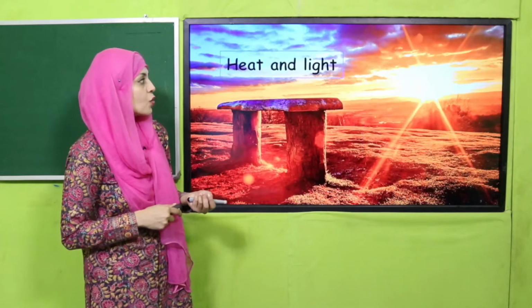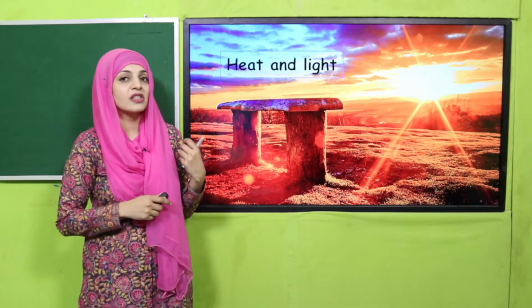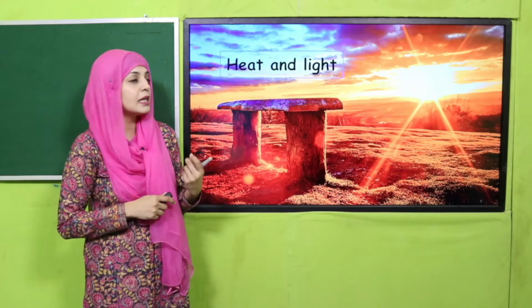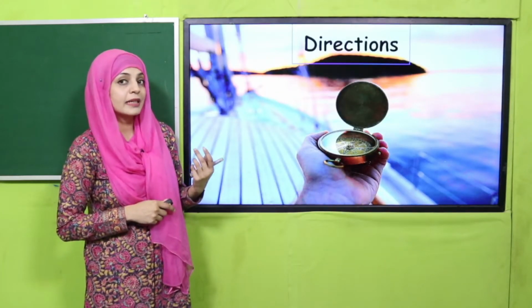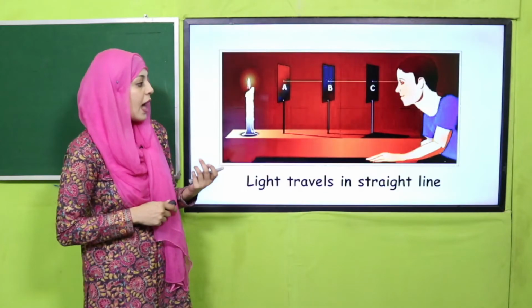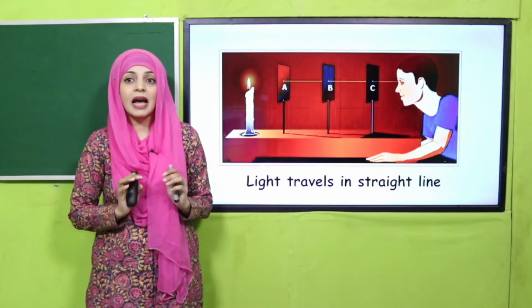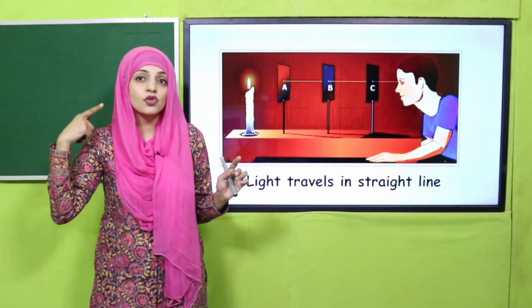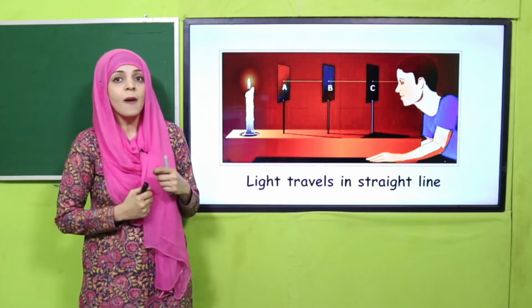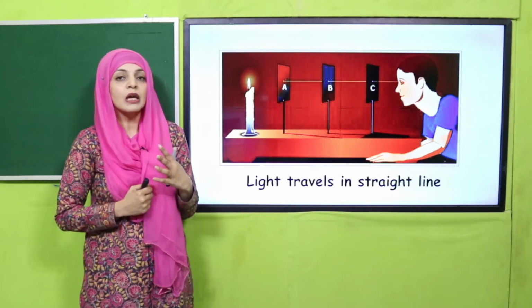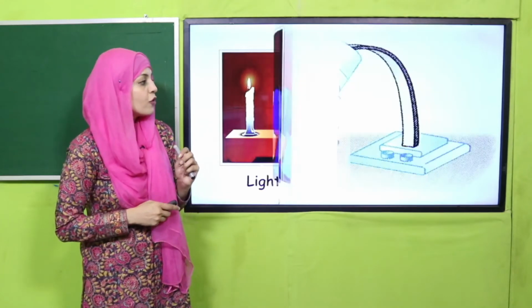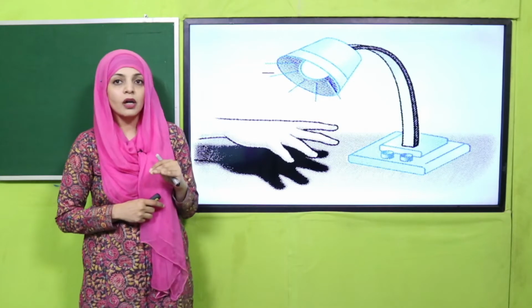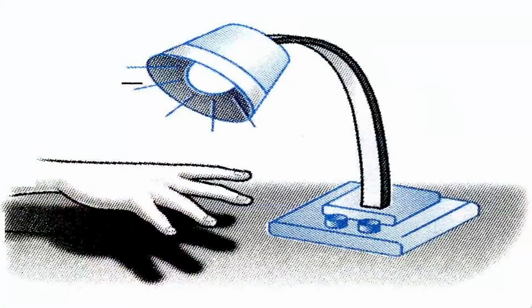So my dear students, as you all know, we have studied that sun provides us with heat and light. It tells us about the directions, north, east, west and south. And today we will study that light travels in a straight line. Light जो है वो एक सीधी direction में move करती है, बिल्कुल एक सीधी line में. So, if you block the light, आप जब इसको block करते हैं तो क्या होता है, एक shadow create हो जाता है.